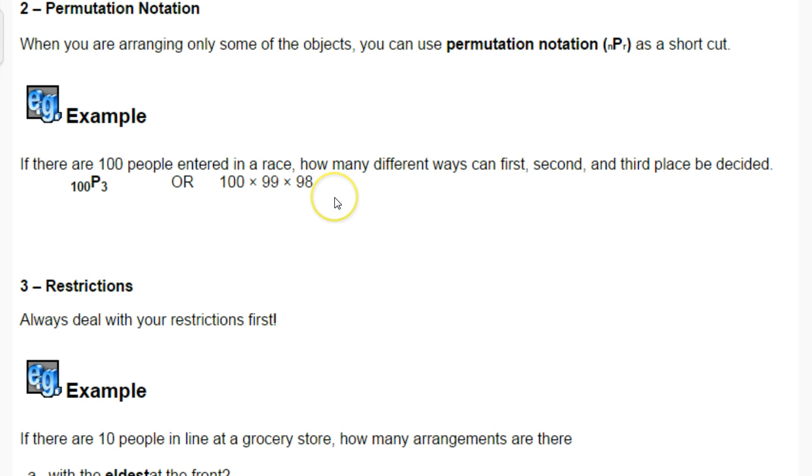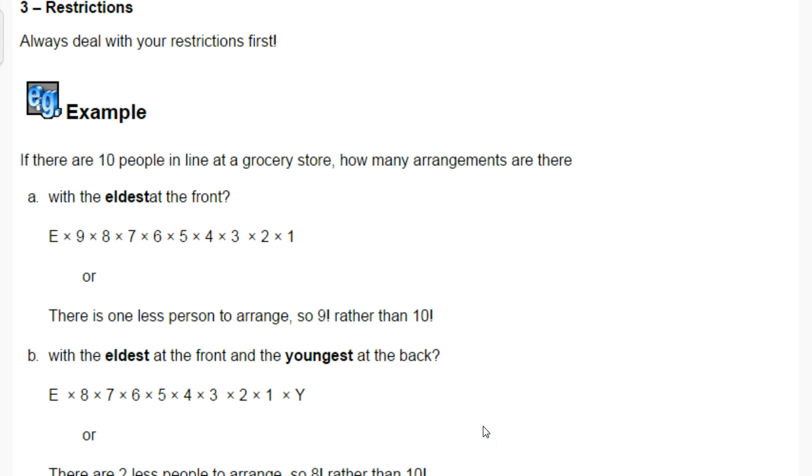And you ought to know by now as well that you can use the factorial notation, n factorial over n minus r factorial. So in this case, it would be 100 factorial divided by 100 minus 3 factorial, so divided by 97 factorial. By the way, it's much easier for your calculator to handle 100 times 99 times 98 than to punch 100 factorial in. Chances are it'll crash.